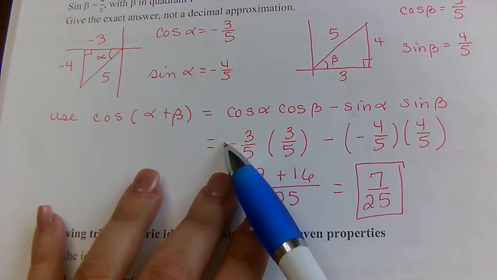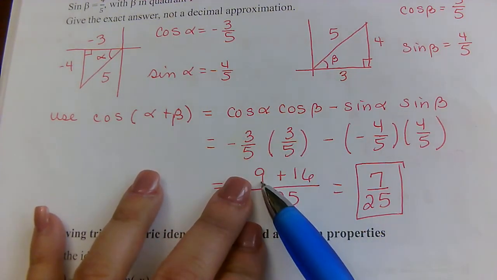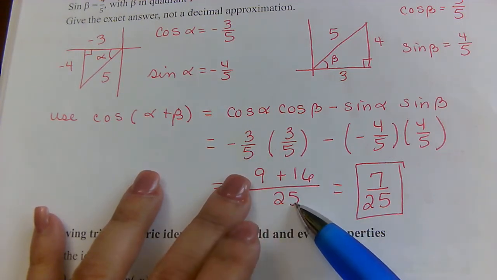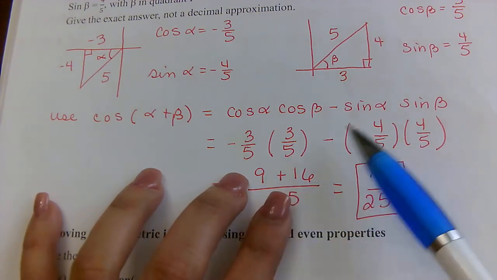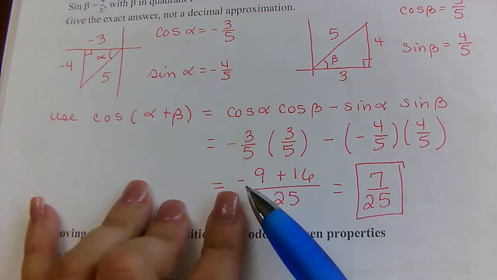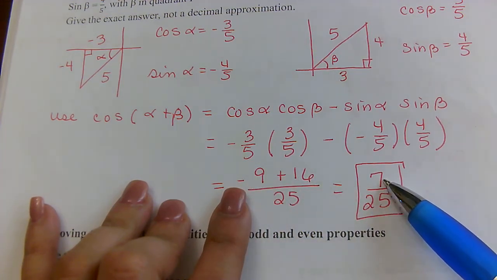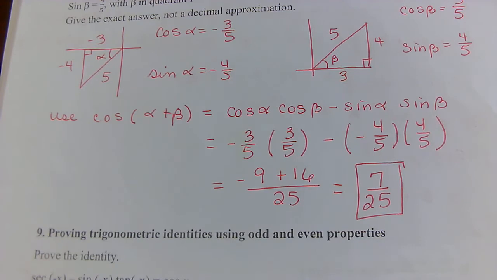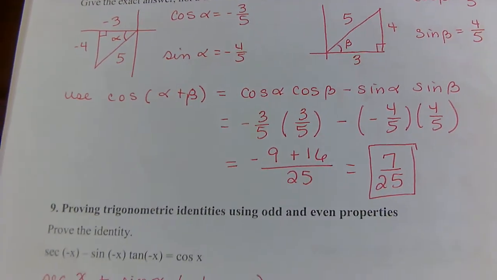Now I can multiply. Negative times positive is negative. 3 times 3 is 9. 5 times 5 is 25. Negative times negative is positive. 4 times 4 is 16. So now I can simplify. Negative 9 plus 16 is equal to 7 over 25. These are a lot harder to check. It's not impossible, but it is a lot harder to check using the calculator. So make sure to write all your steps down and you can get at least some partial credit.